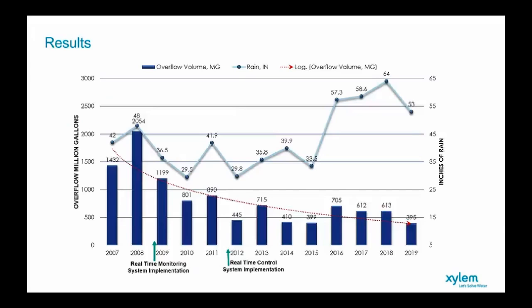Okay, so what did this mean to South Bend? Well, as you can see, the project actually was conceived back in 2004. It wasn't until 2008, 2009 that the monitoring started to be deployed across the network. And right away, you can see that there's a drop in these overflow volumes. So these dark blue bars are the overflow volumes per year. You can see as time's gone by, the volume of overflows has dropped, which has coincided with a general trend of rainfall.